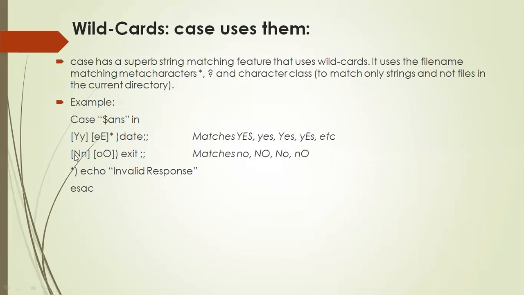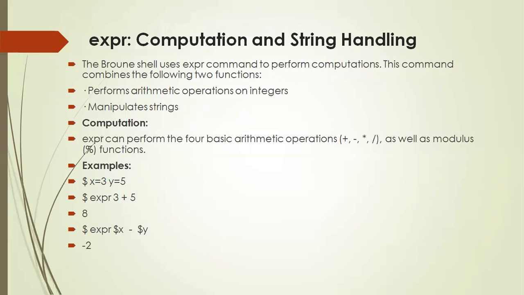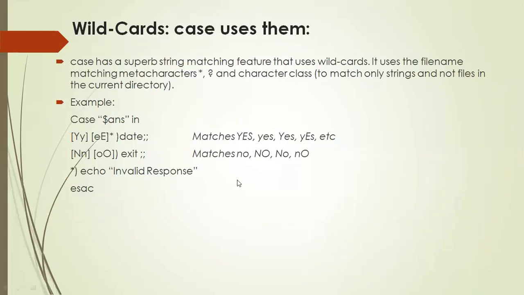What about no? Now the pattern for no is something like this: capital N, then followed by small o, or capital N followed by capital O, or small n, small n, capital O. If these kinds of patterns are matched, then exit, come out of the program. If I enter any pattern other than these patterns that are specified within the character class, then it should display invalid response. Okay, guys. Did you understand? Okay, let us see an example also.